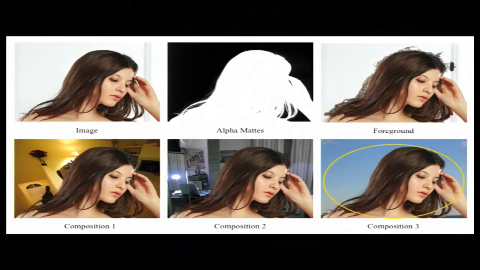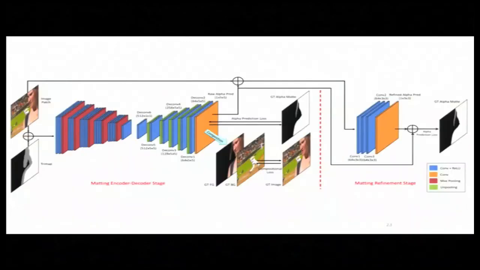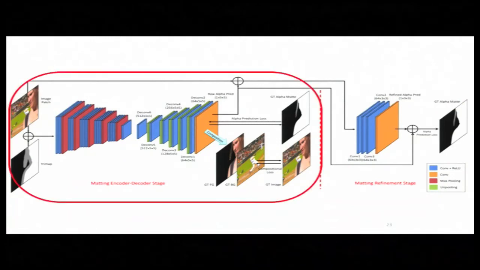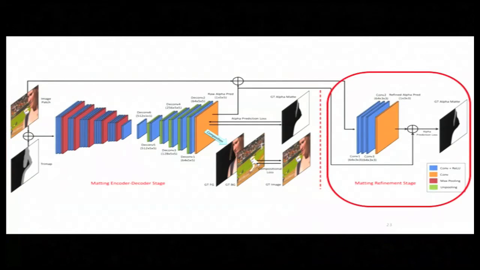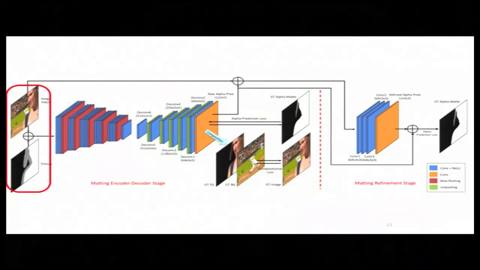For example, it has some simple images like this. It also has some hard cases like this one. And here is our network structure. Our network consists of two stages. The first stage is called the matting encoder-decoder stage. The second stage is called the matting refinement stage. And in the first stage, our input is an image concatenated with the trimap along the channel dimension.